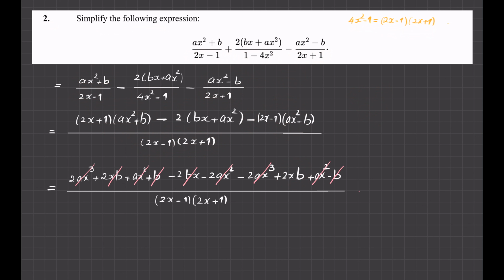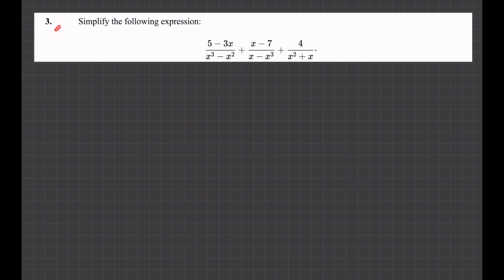So this becomes, let me change my color. So this becomes 2xb divided by this expression. But you see, because there is nothing that I can simplify, I prefer to multiply it back. Of course, it doesn't matter. If you write this one here, that's also acceptable. So I multiply it back, so it becomes 4x squared minus 1. And that is the answer to this problem.